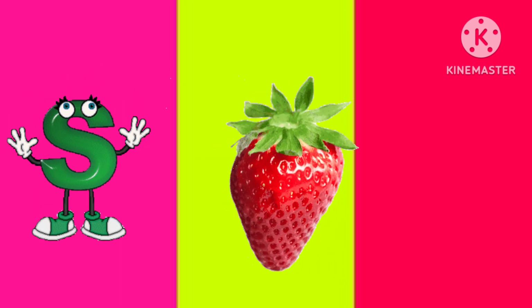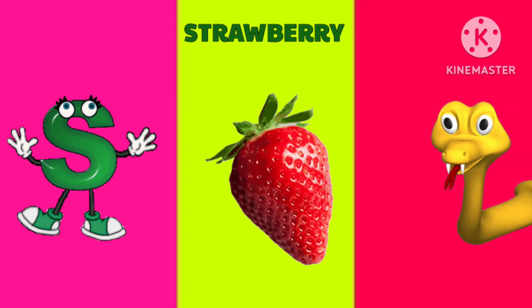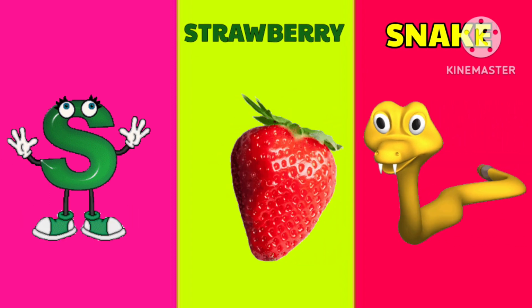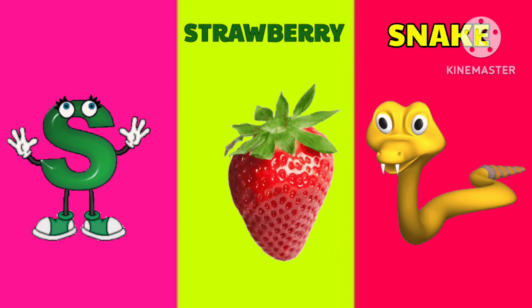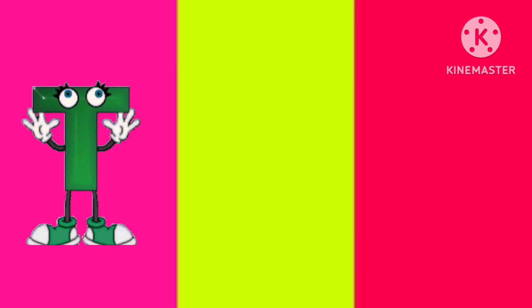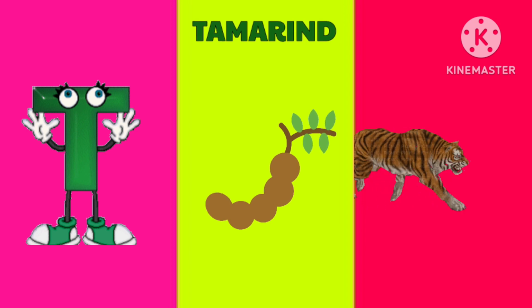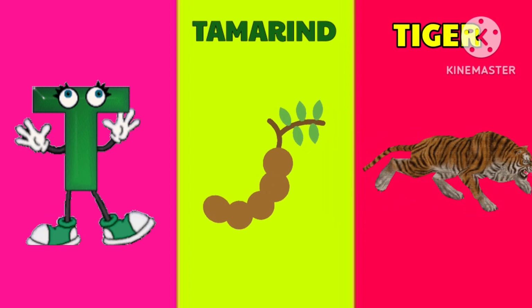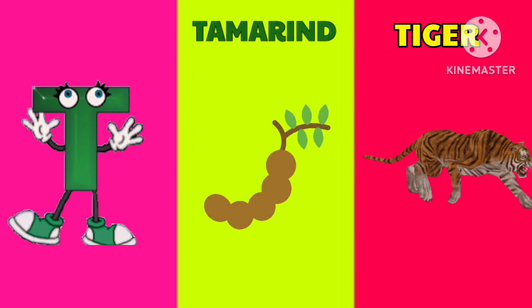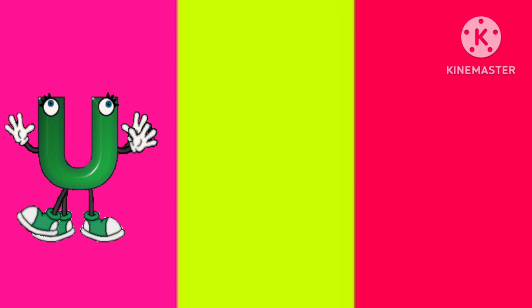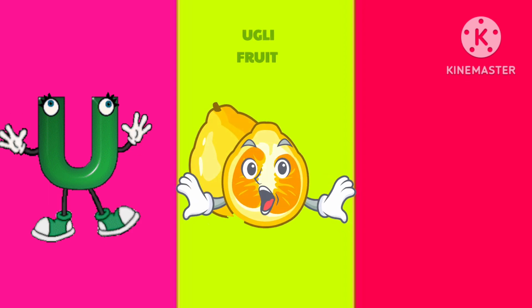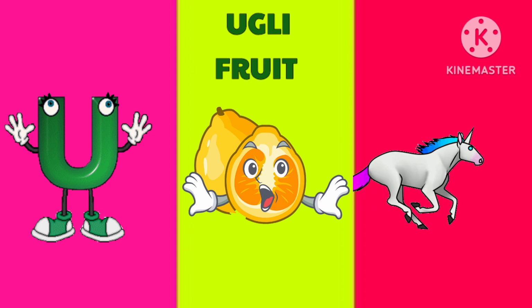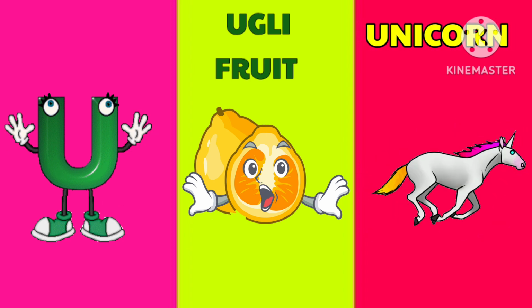S. S for Strawberry. S for Snake. T for Tamarind. T for Tiger. U for Ugly fruit. U for Unicorn.